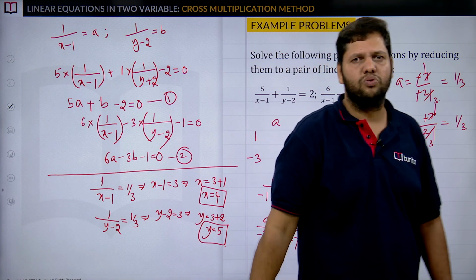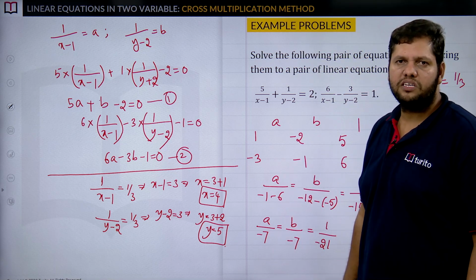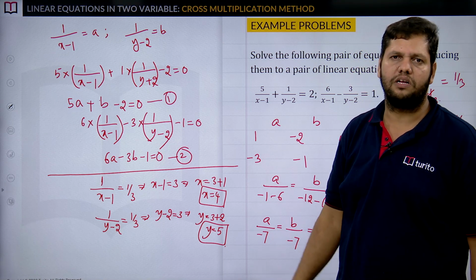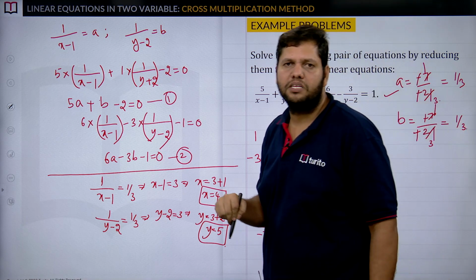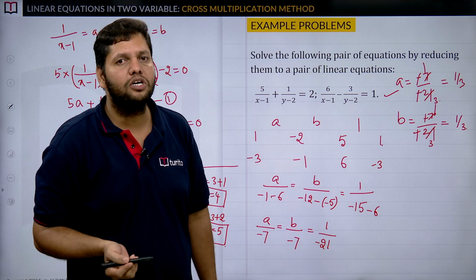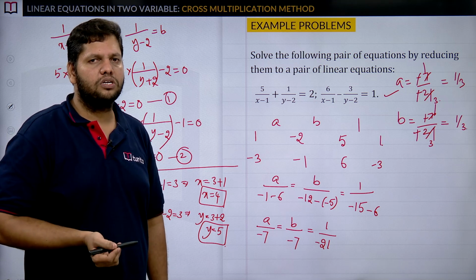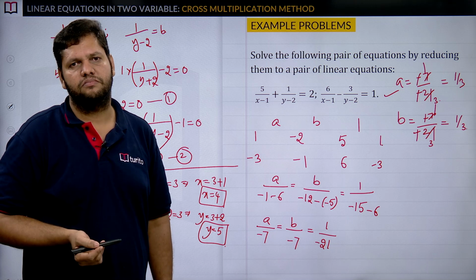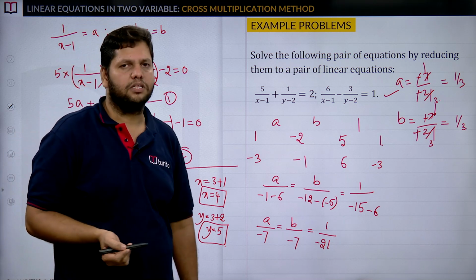Clear, children? Once look at the solution. Children, the answer is lengthy, but the procedure is the same, children. Because actually see, children, the given equations are not in standard form, first of all. Standard form means what? Ax plus by plus c form. But the given equations are not in standard form. So we are bringing into what? A standard form, first of all. So after bringing into standard form, then what are we doing, children? Applying again the same cross multiplication method. Are you getting my point, children? After bringing into standard form, we are applying the cross multiplication method.